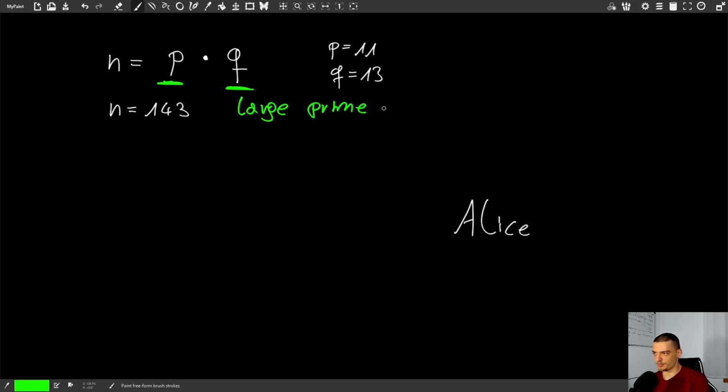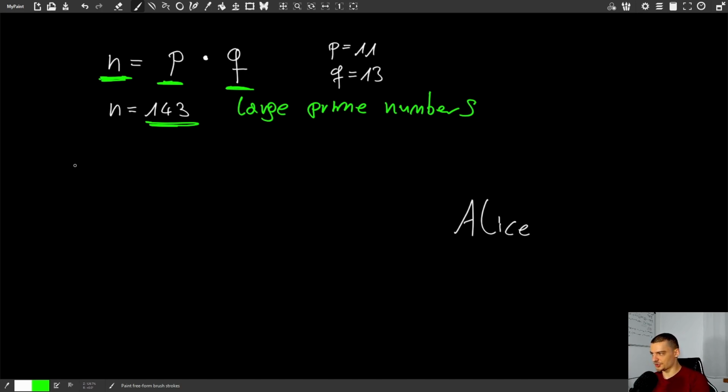Just so I make this clear here, those are in reality massive, huge prime numbers. It's important that they're prime. Prime, again, means not divisible by any number other than themselves and 1. So those are large prime numbers, and n is the product of two large prime numbers, in this case 143.